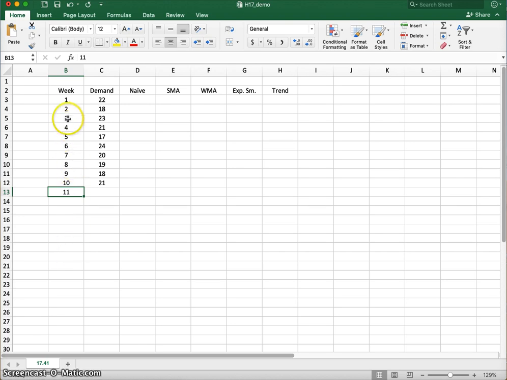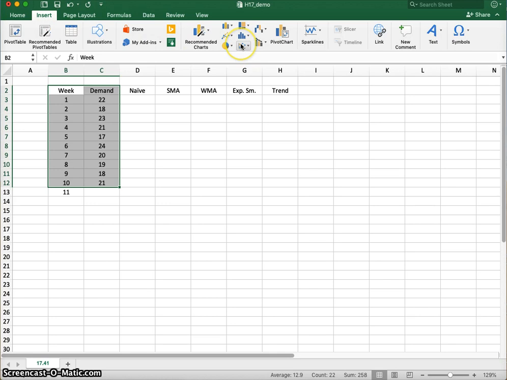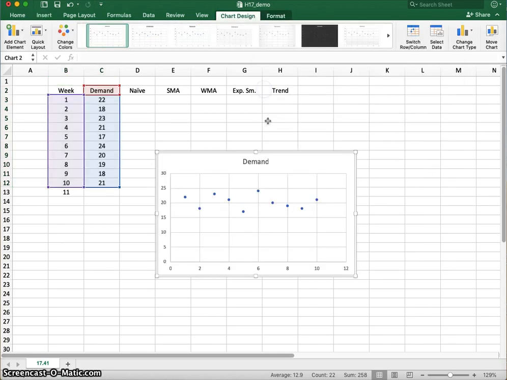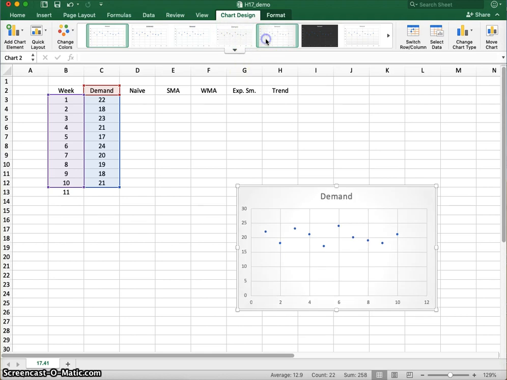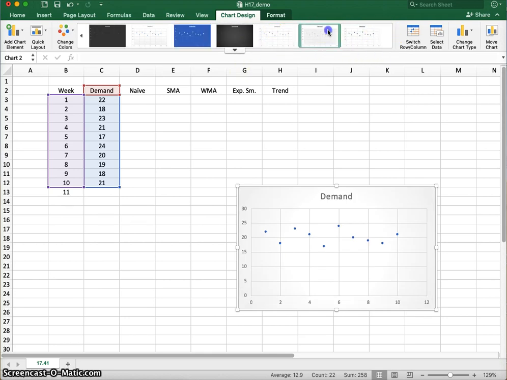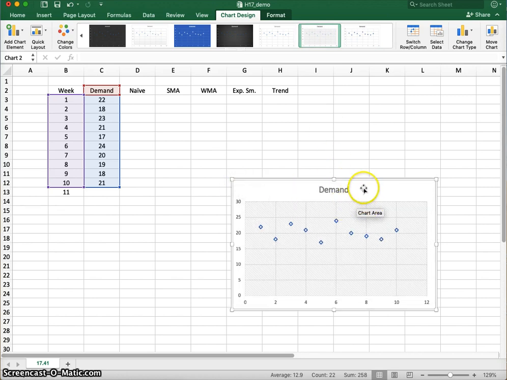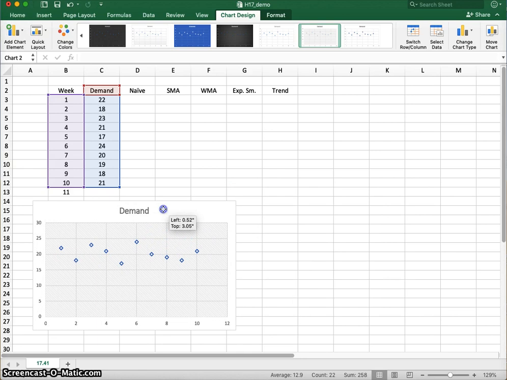Now, the first thing the problem asks us to do is to chart this. So we'll do it the same way we did it when we were doing regression. We'll just highlight this whole thing, and then we'll go up here to insert, and we'll insert a scatter plot. Okay, so there's a scatter chart. Let me get something that's a little easier to read here. Maybe that. Okay, so there we go. There's our chart.